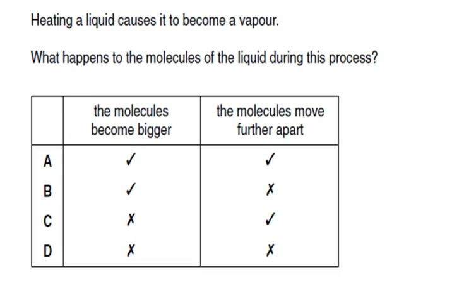This is another question. It says heating a liquid causes it to become a vapor. What happens to the molecules of the liquid during this process? Remember that in IGCSE Cambridge you have 3 papers. The first paper is the multiple choice, which is paper 2, if you're in IGCSE grade 10. So for the multiple choice, you're supposed to choose A, B, C, or D. What happens to the molecules of the liquid during this process? Do the molecules become bigger?